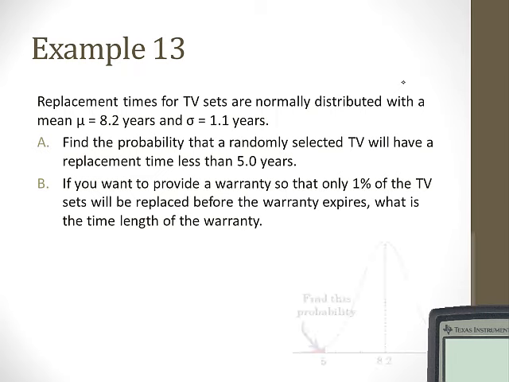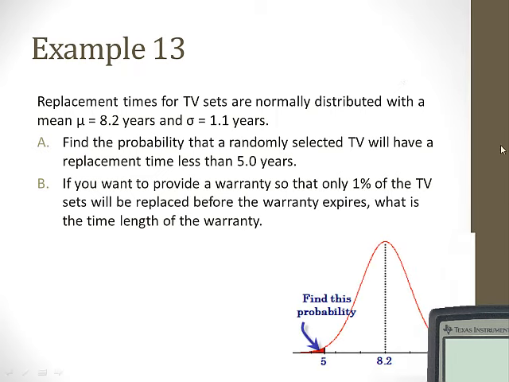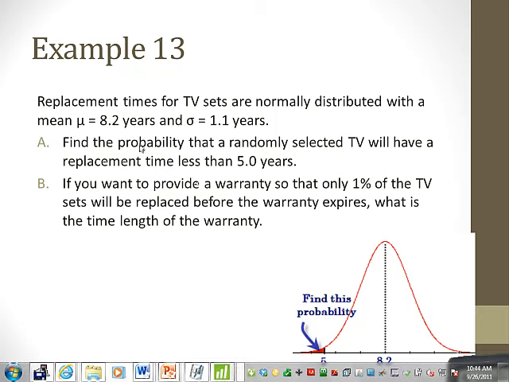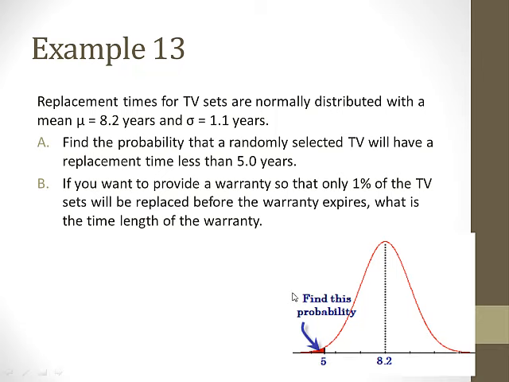Okay, so here's my first one. Let me get this calculator out of the way. So I've got a mean of 8.2, and again, I should have written down sigma is 1.1. Probably should put years there, but I think we know the units. I'll worry about those at the end. And I'm looking for this probability right here. So I want TV sets with replacement time less than 5 years.